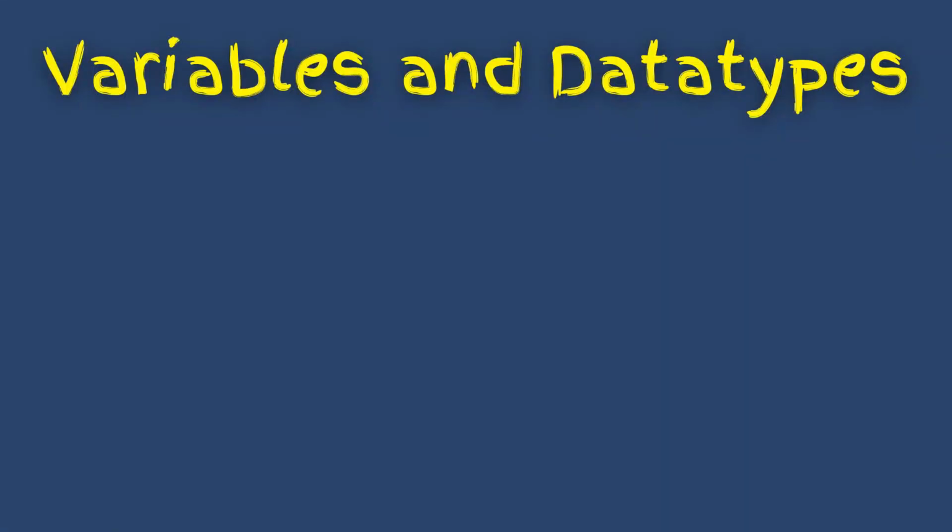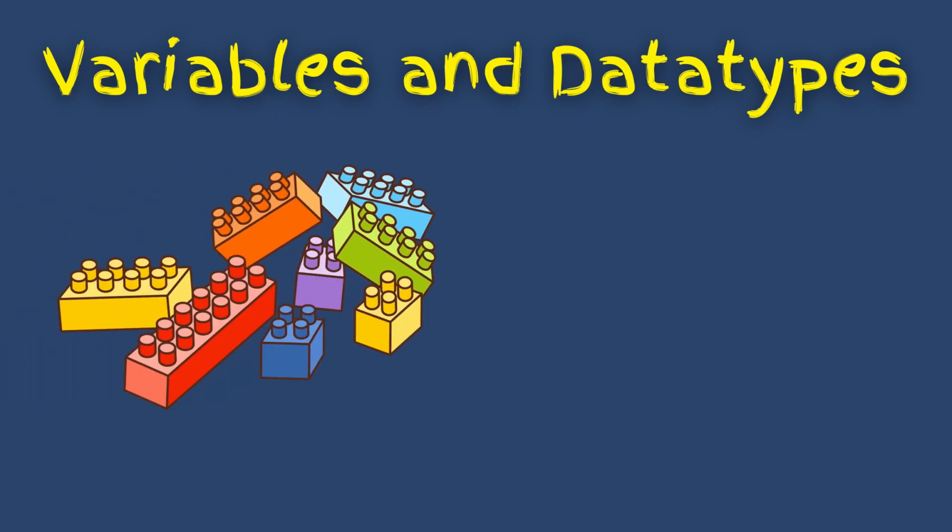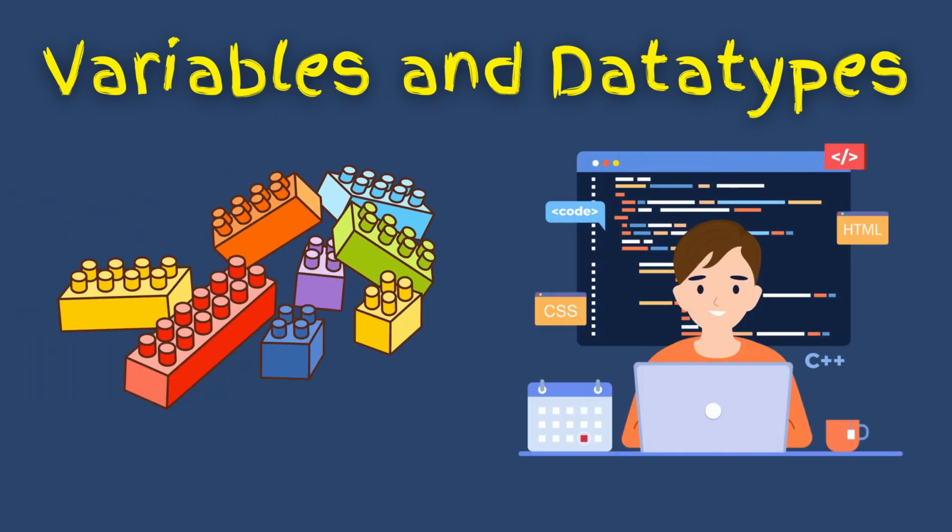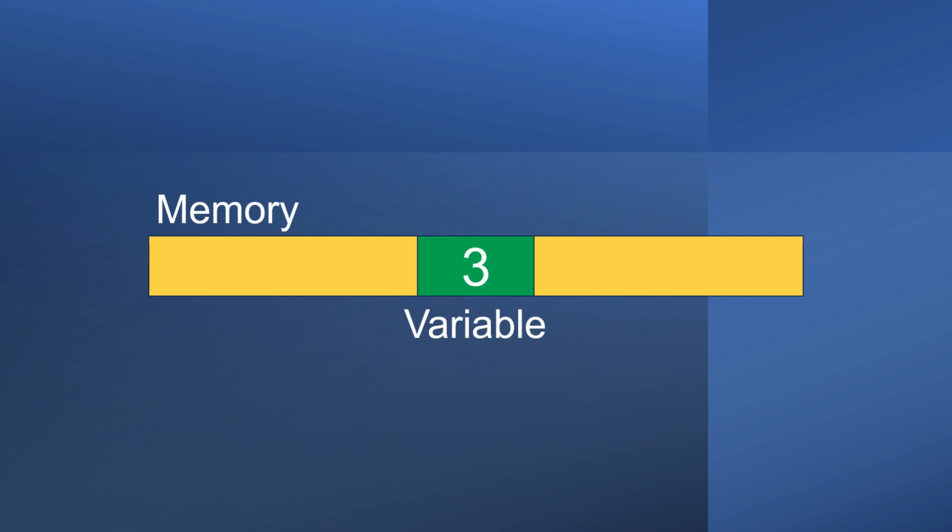Variables and data types are the building blocks of any programming language, and mastering them is essential for writing efficient and robust code. In programming, variables are like containers that hold information temporarily in a computer's memory. Technically, variable is the name of a location in memory where we can store some value. Now, because the value can change, we refer to this location as variable.